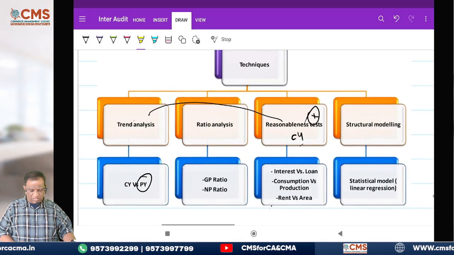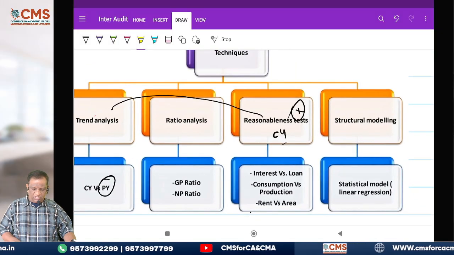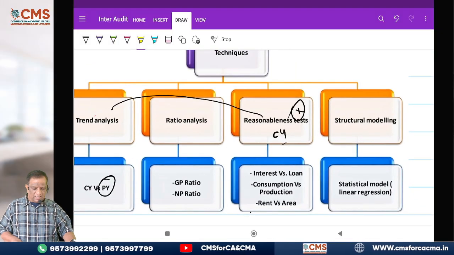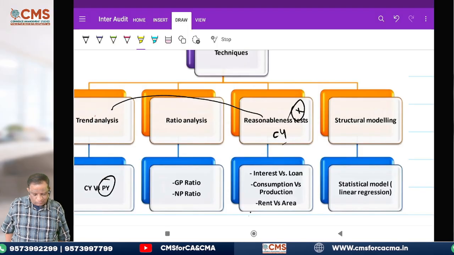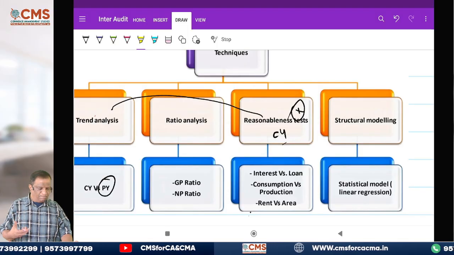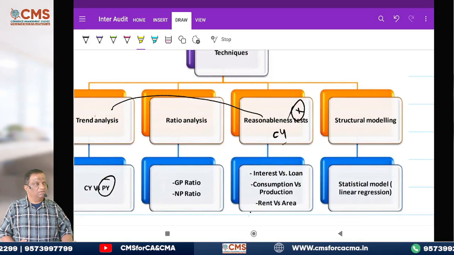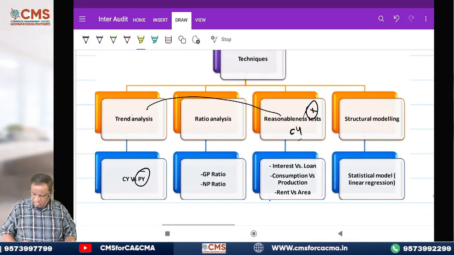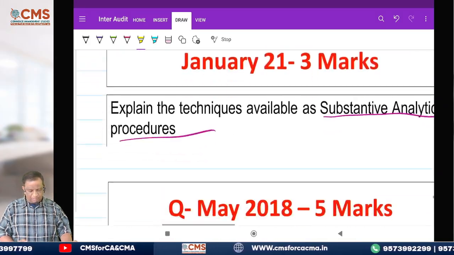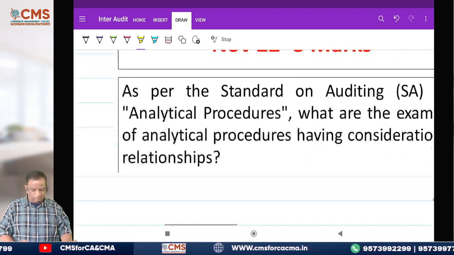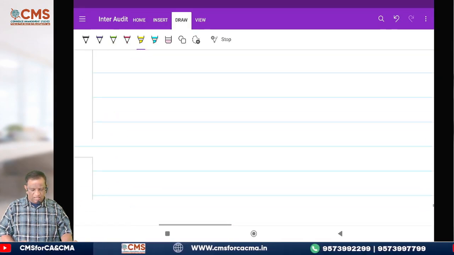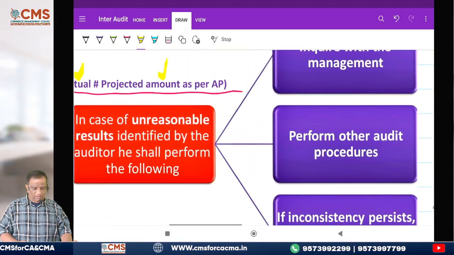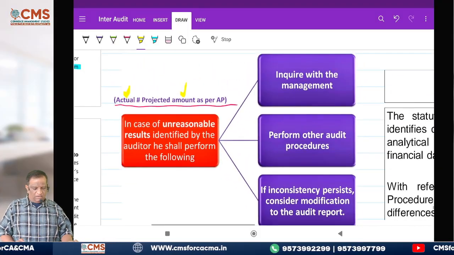From exam perspective, this third point, reasonableness test, he is asking specific questions. That is, as an auditor, what are the examples where I can apply my reasonableness test? So he is asking for an example of it. Then moving further, there are a lot of questions on the process and procedures of analytical procedures. Then the final one to come to.